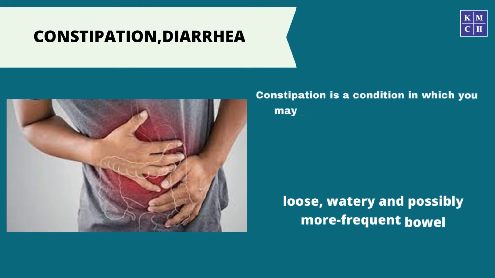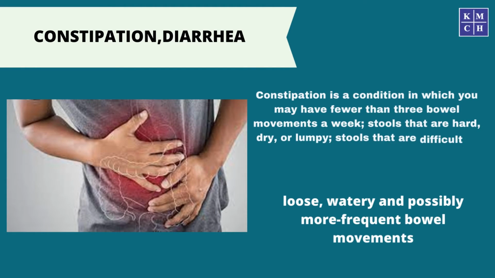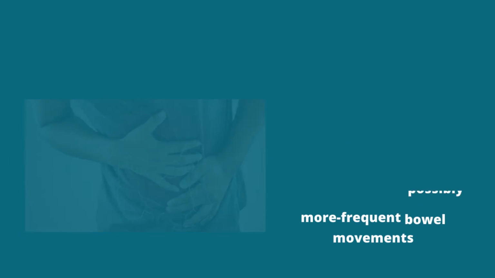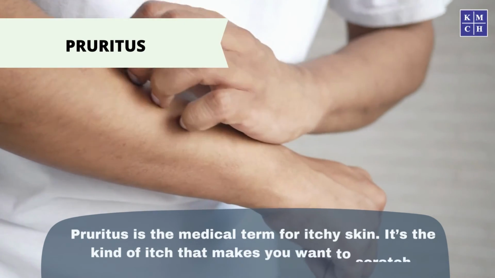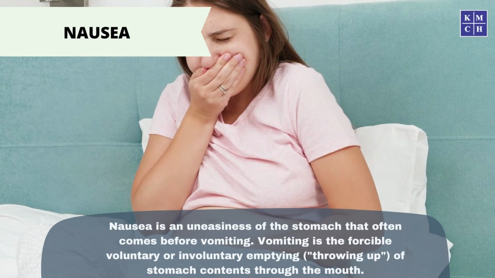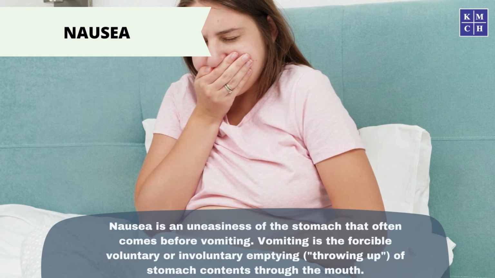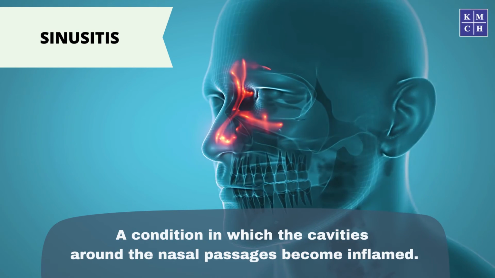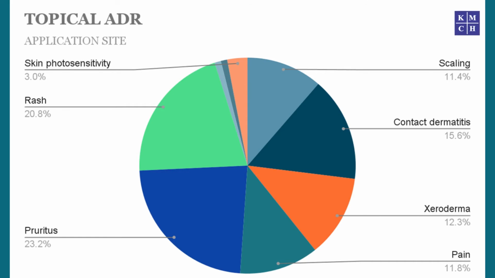Constipation and diarrhea are commonly known to most people, where constipation occurs when bowel movements become less frequent and stools become difficult to pass. On the contrary, diarrhea is loose and watery stool during a bowel movement. As we saw in the ophthalmic area, pruritus is observed here as well. The next one is nausea. Nausea is an uneasiness of the stomach that often comes before vomiting. The other one is sinusitis, which is a condition in which there is an inflammation or swelling of the tissue lining the sinuses. The last type of area discussed here is the topical area.